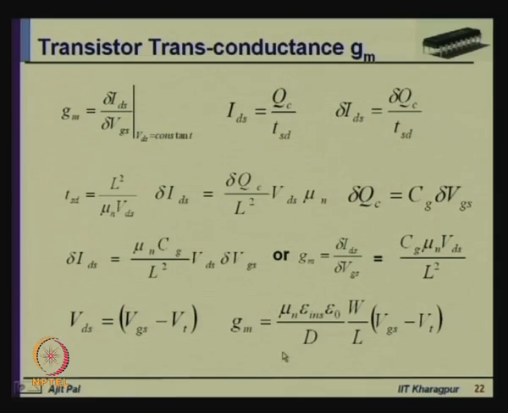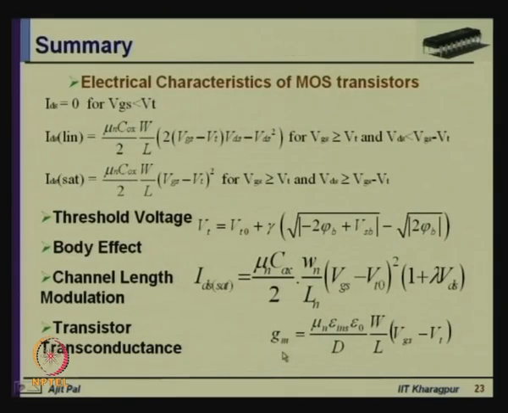Okay. So, here we can summarize. We have discussed the 3 regions of operation of the MOS transistor. We have derived the expression of threshold voltage and explained what is known as body effect, and we have also considered the channel length modulation phenomenon, and then explained what is known as transistor transconductance.